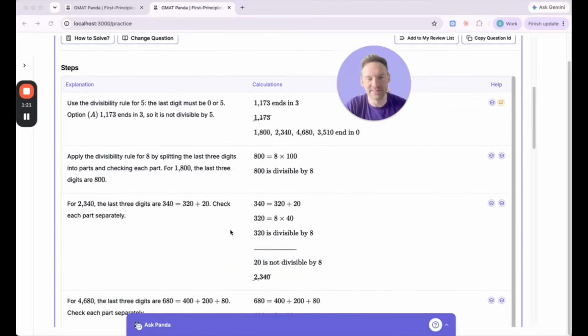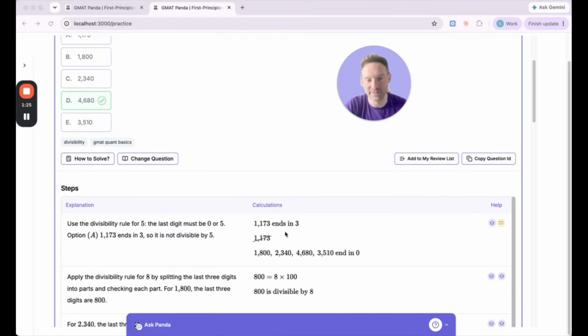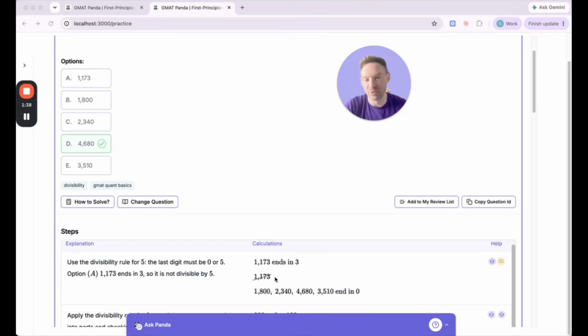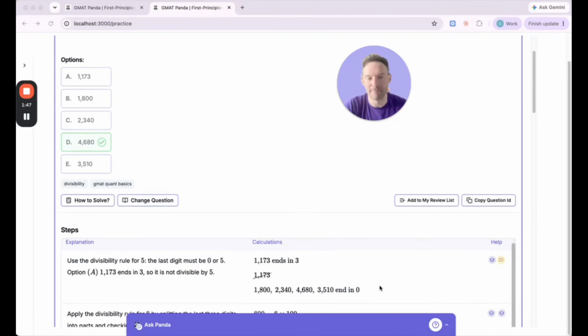In this case, we're evaluating different options, right? And the only one that does not end in a 0 or a 5 is A, right? It ends in 3. And so that one is not going to be divisible by 5. Okay, so we can cross that one out, and all the others are potentially candidates for being the right answer, so we leave them for now.